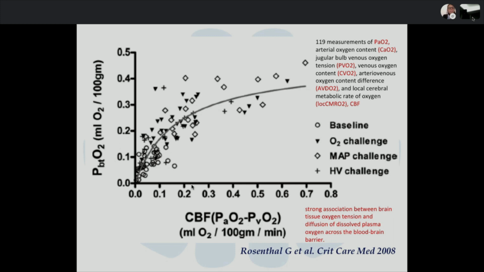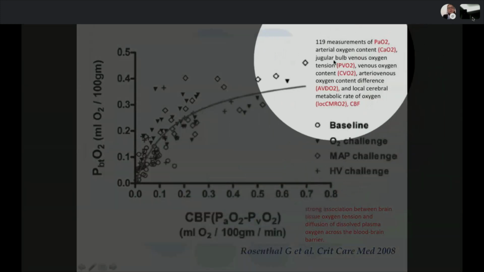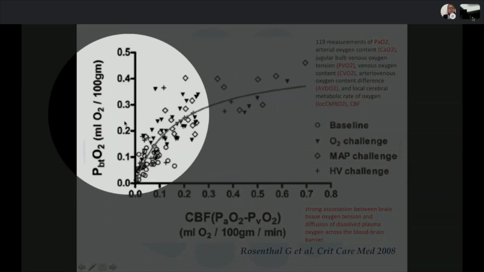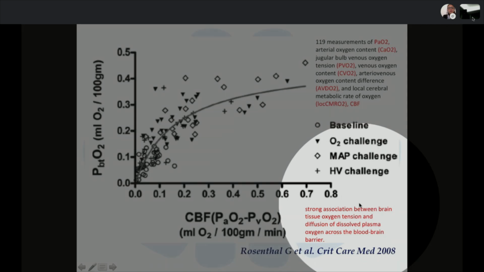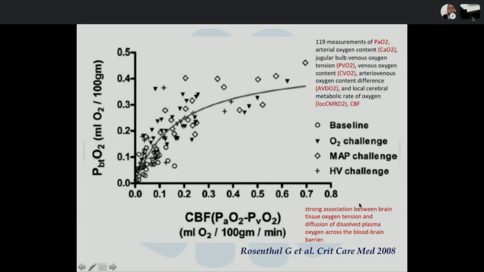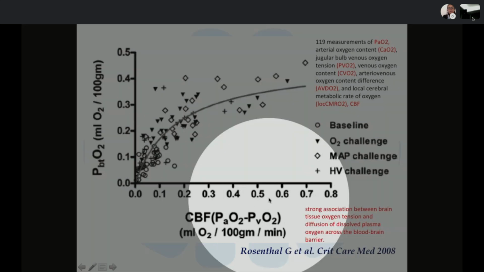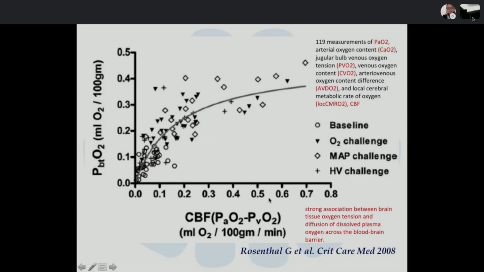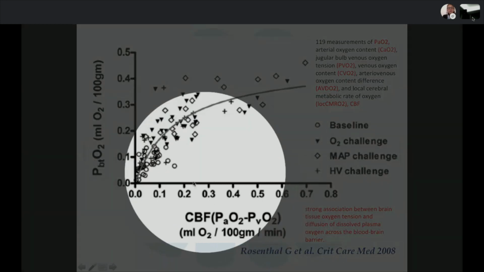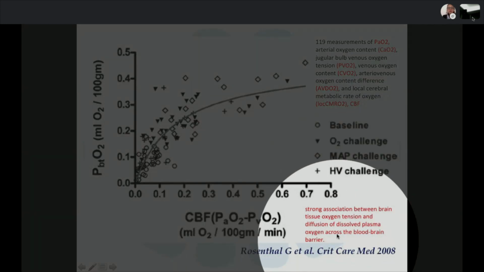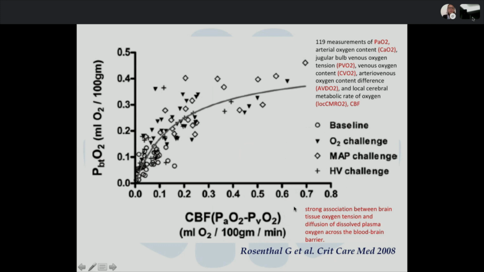So among all these parameters studied, the parameters which were actually directly associated with the PbO2 were brain tissue oxygen tension, the cerebral blood flow, and the difference between the arterial and the venous PO2. So this means that the main components are again cerebral blood flow, so the amount of blood which actually arrives to the brain, and the diffusion of the dissolved plasma oxygen which passes across the blood-brain barrier.